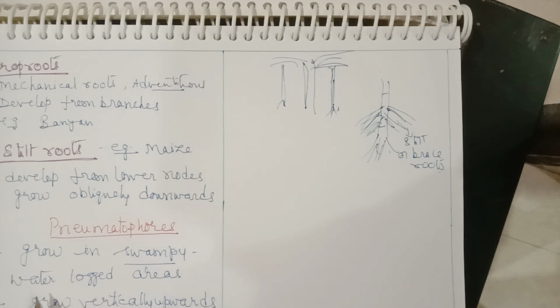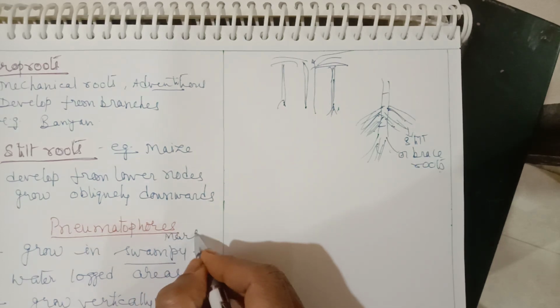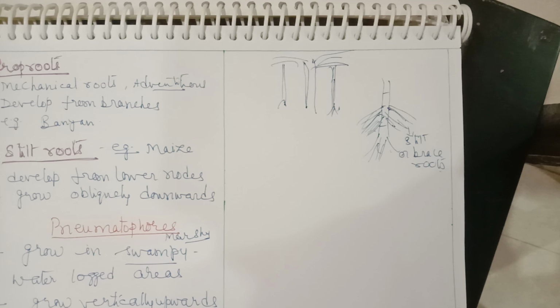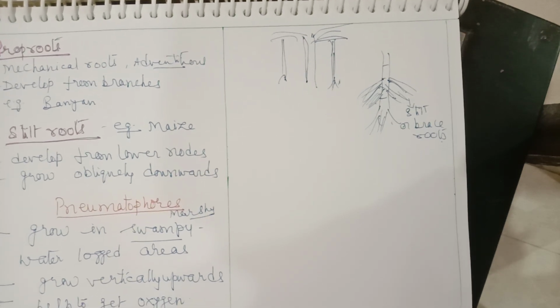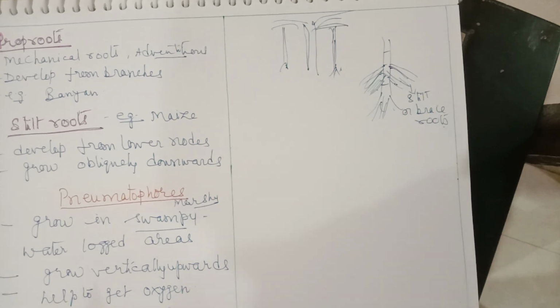So where do they grow? They grow in plants which grow in swampy or waterlogged areas, also called marshy areas, where there is a high salt concentration. Because of the high salt concentration, the plants cannot absorb water, and therefore there is a waterlogged condition. Such a waterlogged condition results in deficiency of oxygen.